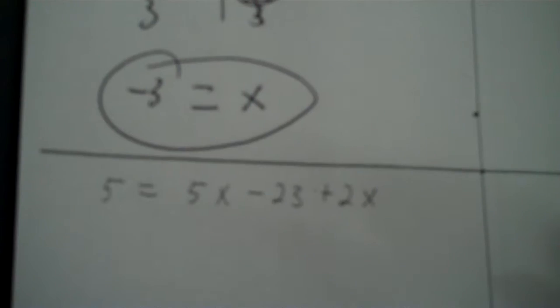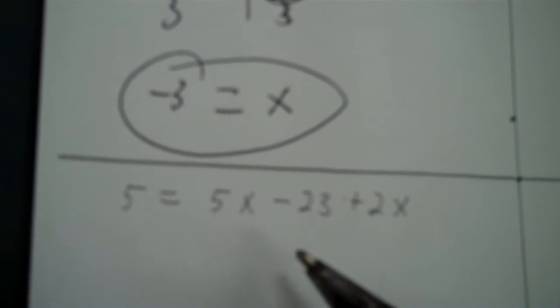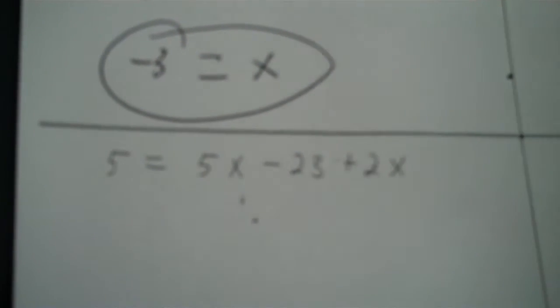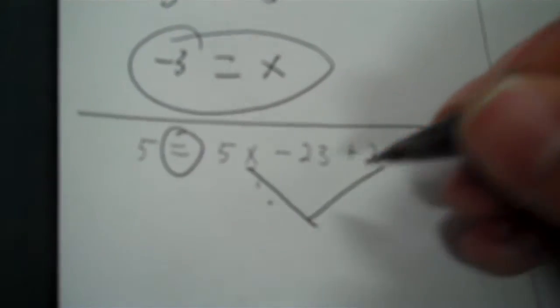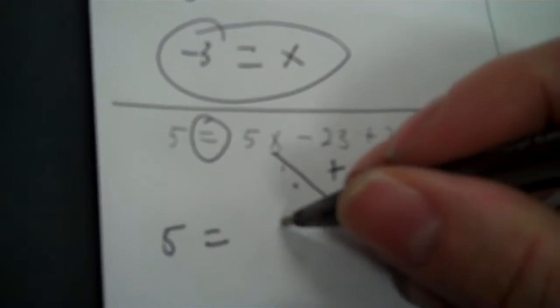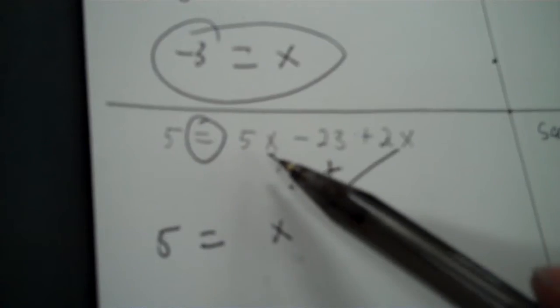Okay, number 5, I see trouble. The reason I see trouble is because you can see two x's, two different x's. Now, they are on the same side. So if they're on the same side, we just round them up with a V and add. Okay. Line up your equals. You have a value of 5 on that side. And then with your x, your only x, you're going to have 5 plus 2 is 7.